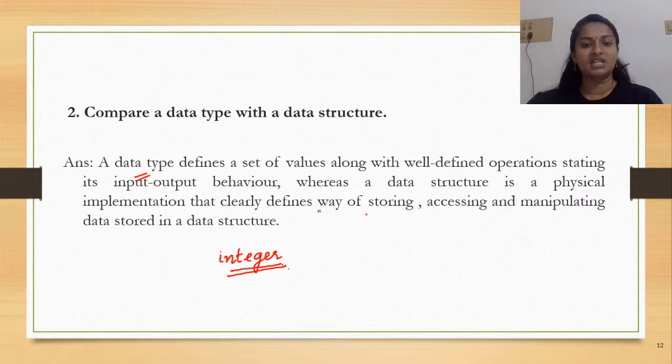Now, this is what is meant by the way of storing. Storing is how it is arranged in the memory, accessing is an operation that could be performed on it, and manipulating the data means any changes that you make to the data by insertion, deletion, or sorting. All these operations would definitely bring a change to the data item or the element. So this exactly is the difference between a data type and a data structure.